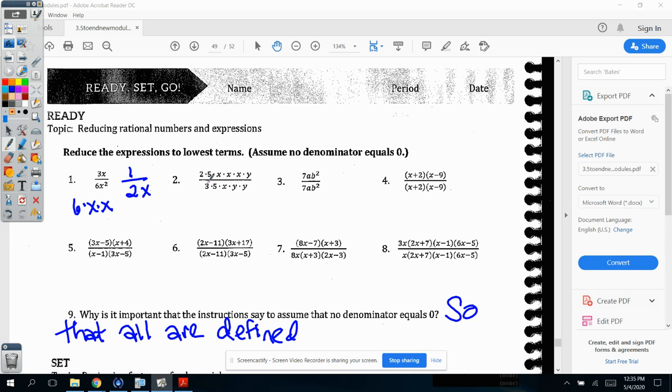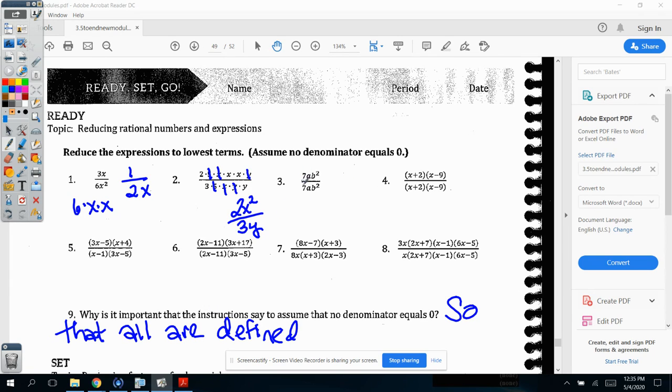This one, I like the way it looks a little bit better. You can see the simplifying. 5 over 5 is 1, so you can cross that out. X over x is 1, and then y over y is 1. That leaves you with 2x squared on the top, and it leaves you with 3y in the denominator.